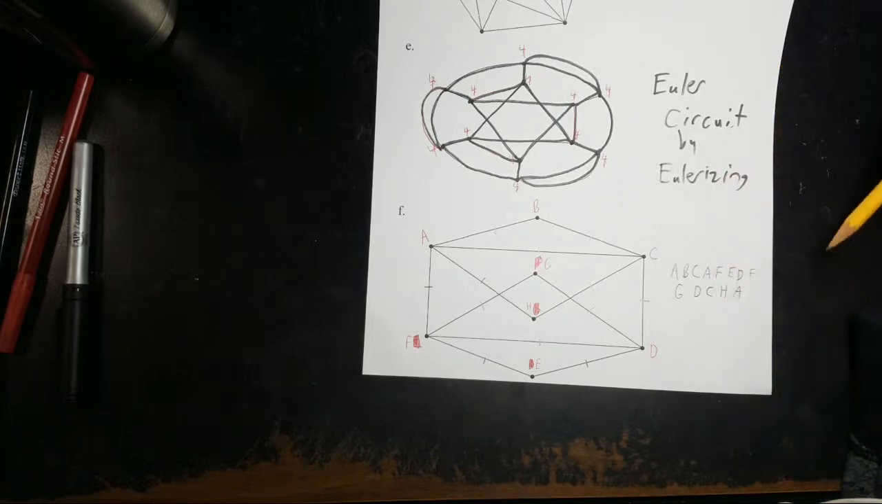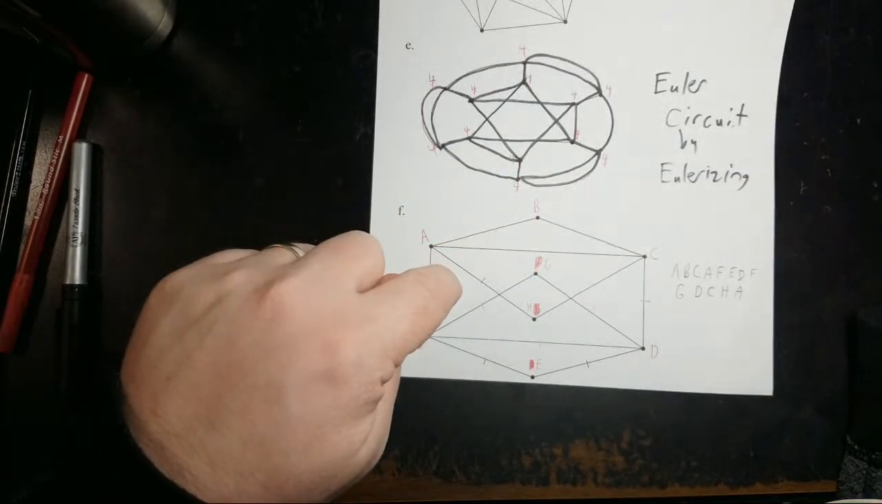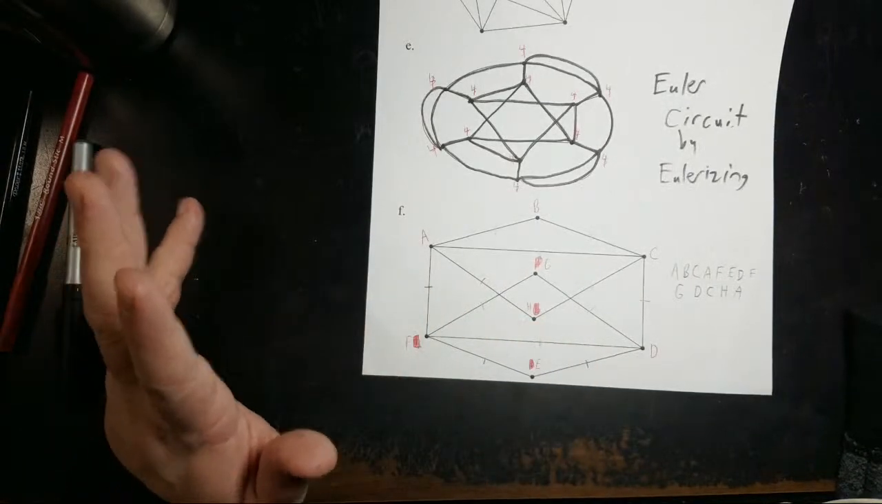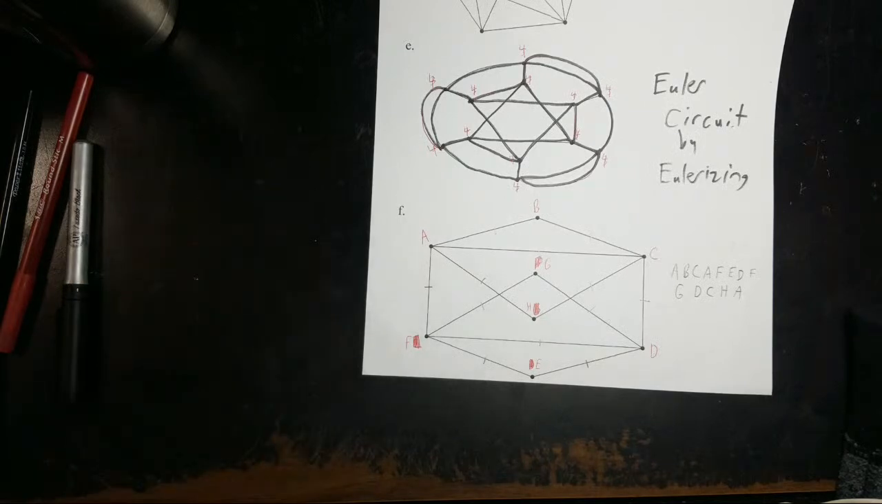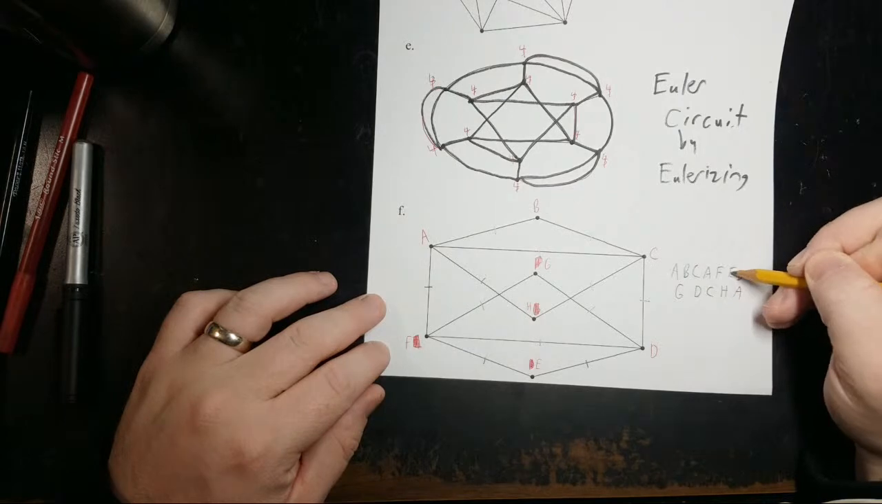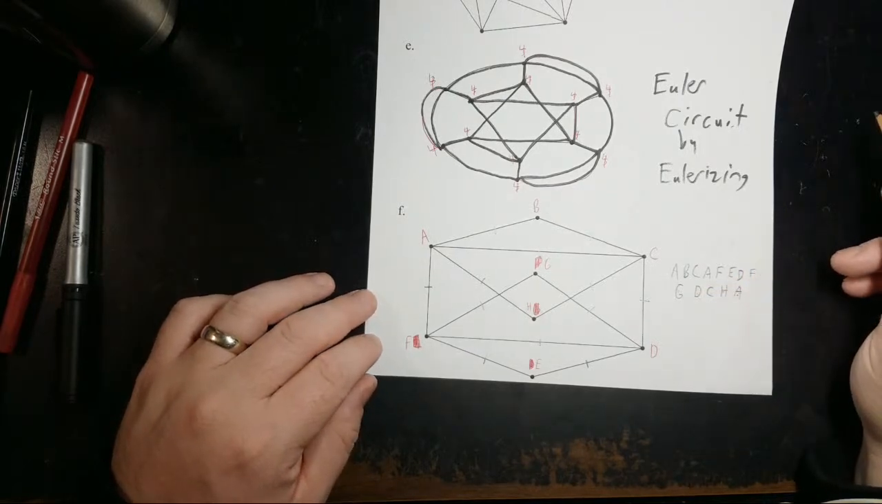Absolutely. So then there were 1, 2, 3, 4, 5, 6, 7, 8, 9, 10, 11, 12. There were 12 edges to go through. And then I went 1, 2, 3, 4, 5, 6, 7, 8, 9, 10, 11, 12, and I went right back where I started.